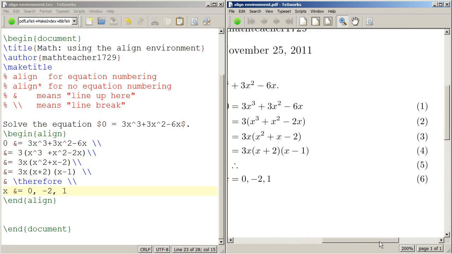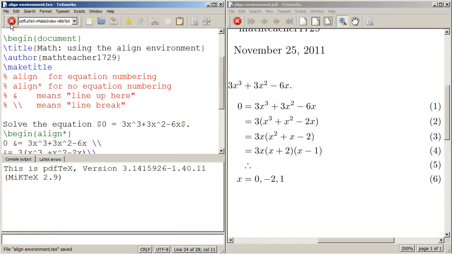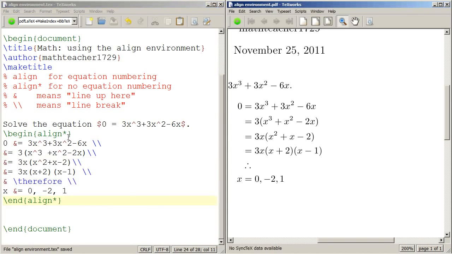Now you'll notice also that there are numbers for each equation. If I don't want numbers, all I do is I put a little star after align inside the curly braces, and I'll press recompile typeset, and it's gone. If I want them back, I just remove the stars, and I can get them back.